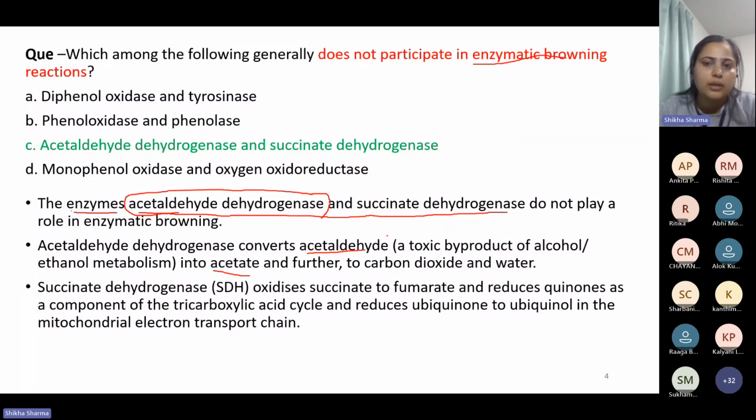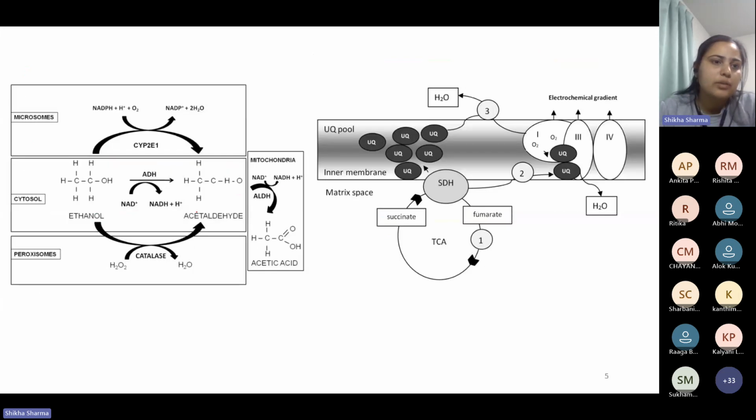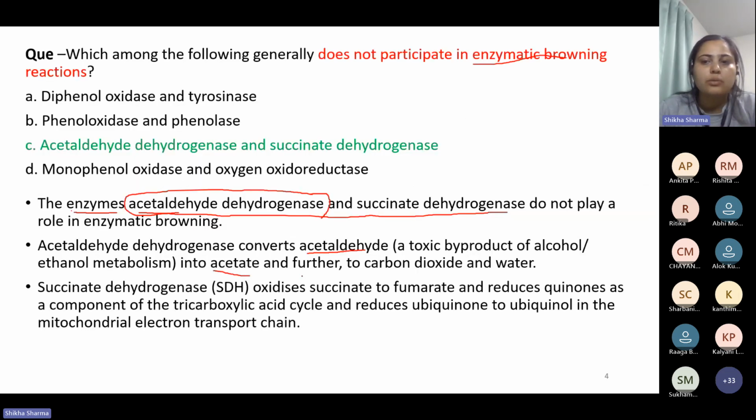In our body, when we drink anything which has ethanol or alcohol, the alcohol dehydrogenase enzyme converts the ethanol into acetaldehyde, which is a toxic product in our body, as we can see in the figure on the left side. In the mitochondria, the ALDH, which is the acetaldehyde dehydrogenase enzyme, converts this acetaldehyde first into acetic acid, and then further into CO2 and water, which are non-toxic compounds. Since its function is something else, it doesn't participate in the enzymatic browning reactions.